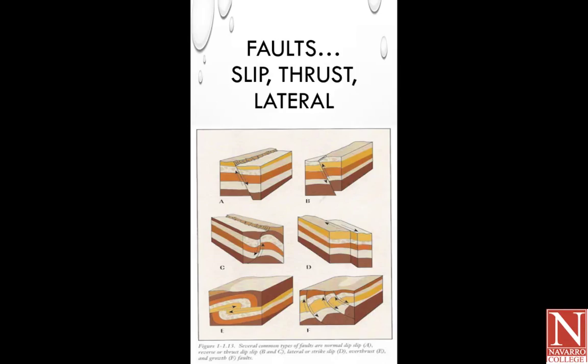Now, the difference between this slip and this thrust: when the ground falls down from where it normally was, it's going to be called a slip. And then when it goes up higher than it normally was, then it's going to be called a thrust. And then when a big crack happens in the ground to where the two parts slide side by side, but one doesn't go higher than the other one, then that's when you have a lateral fault.